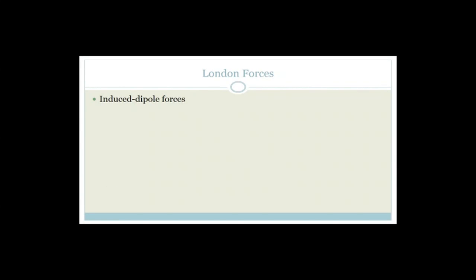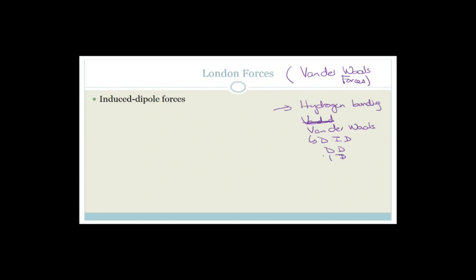Now let's talk about London forces. And this is the last force I'm going to talk about today because we're running out of time. London forces are important. Now listen to me, grade 12s. In the old curriculum, in your slightly older textbooks, you will see the words van der Waals forces. Now what you need to understand is that you get two types of intermolecular forces. You get hydrogen bonding, and then you get van der Waals forces. And all these things, dipole-induced dipole, ion dipole, all of those fall under van der Waals forces, okay?